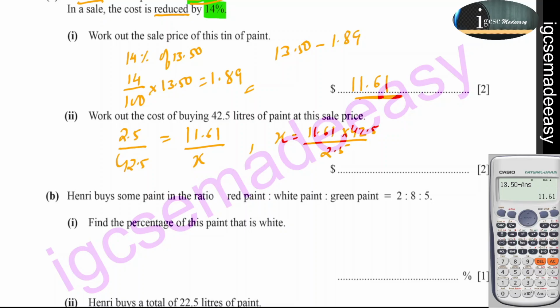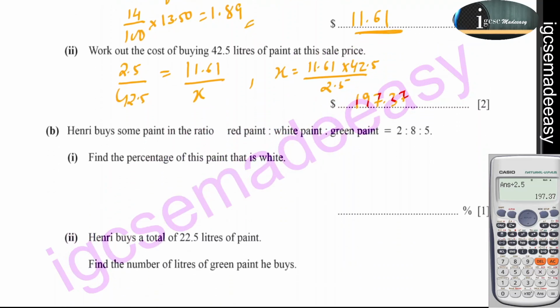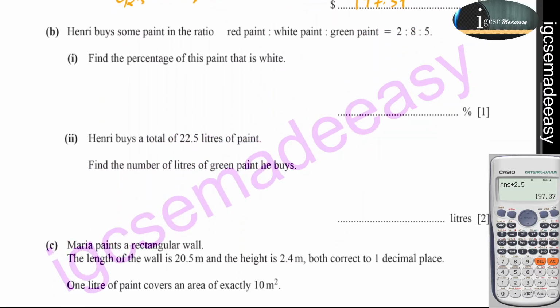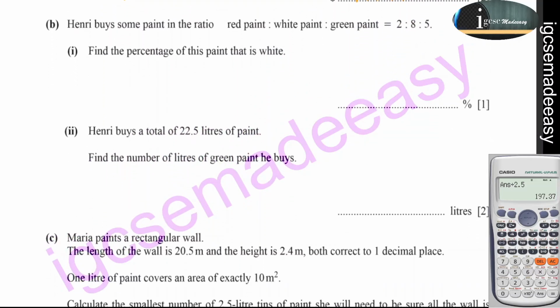Let's find out the answer using a calculator. 11.61 times 42.5 divided by 2.5 gives you 197.37, or we can write it as 197.4 also. So let's move to part B.